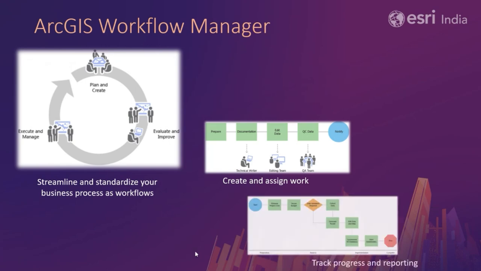The third one is the tracking of the progress and the reporting. So the task which you have assigned needs to be tracked, obviously. The jobs in Workflow Manager have a status associated with them throughout their life cycle. The status information is easily accessible for each job. By querying the job information, you can gather details about the individuals involved, the tasks performed, the timing, and the methods used for activities across all the jobs in your organization.